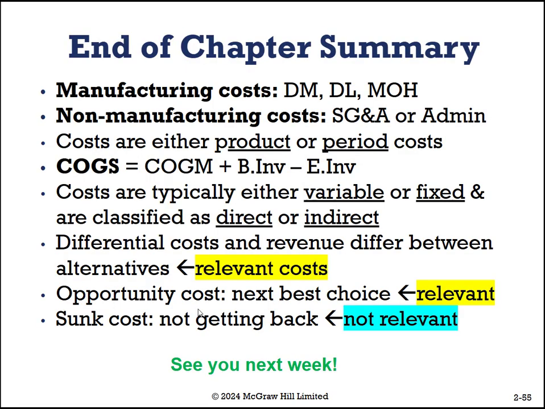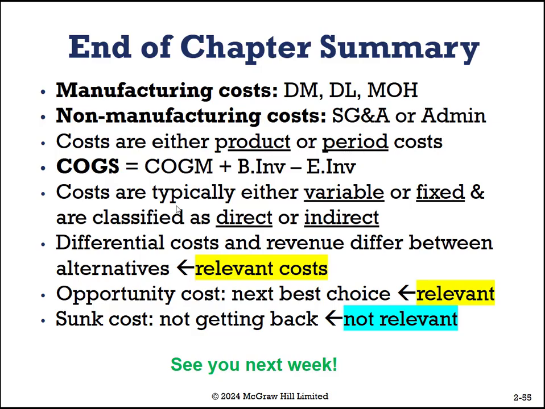All right. So, end of chapter summary. We are here already. Manufacturing costs, we covered. Direct materials, direct labor, manufacturing overhead. We looked at also non-manufacturing costs, selling, general, and admin, marketing, as well as just admin. Costs at either product or period. Is it related to the coffee cup? Is it related to the SG&A?